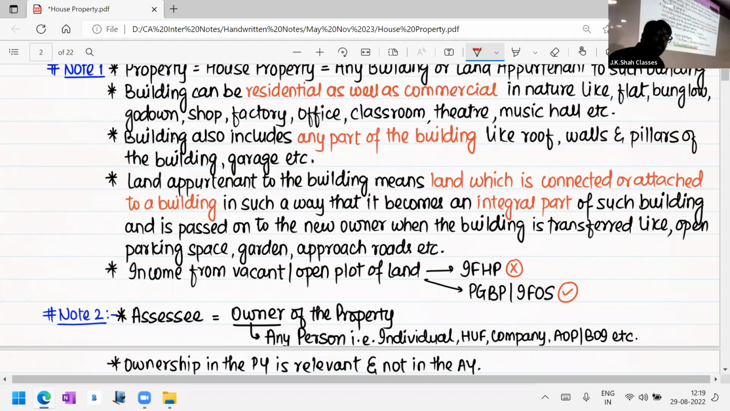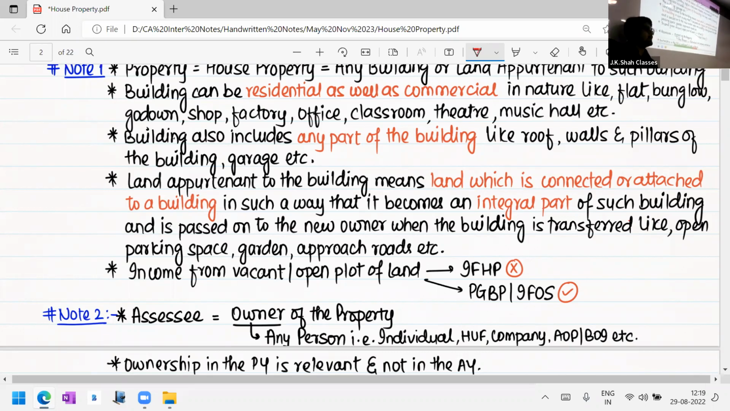When should you be the owner? Ownership, the title. When is ownership required? Is ownership required in the previous year, or should it be there in the assessment year as well? The previous year. Even though you are not the owner in the assessment year, the income of the property will still be taxed in the assessment year if you were the owner in the previous year. Understood?